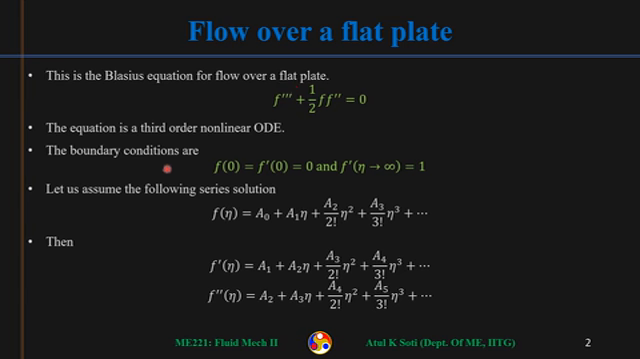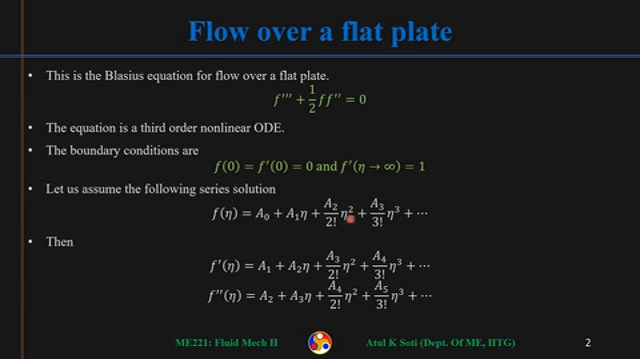So one approach, which Blasius used, is to assume a series solution for f. So f of eta we write as a0 plus a1 eta plus a2 by 2 factorial eta square plus a3 by 3 factorial eta cube, and so on. So this is a power series form of f of eta that we are assuming.